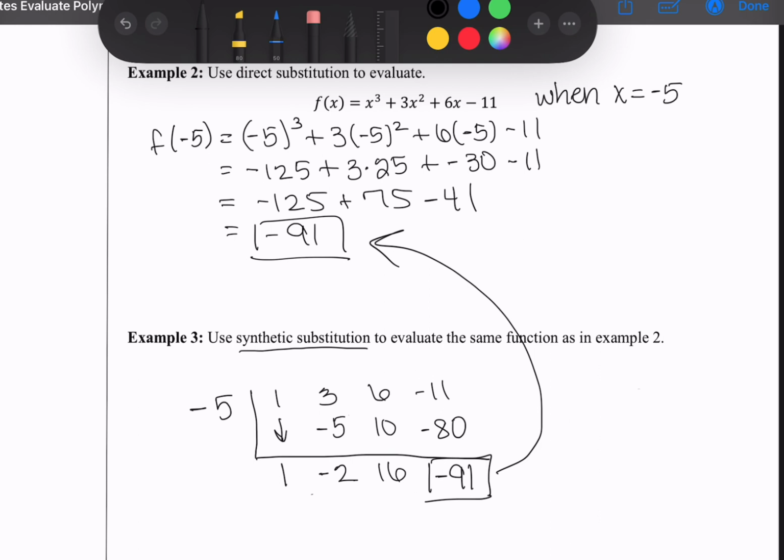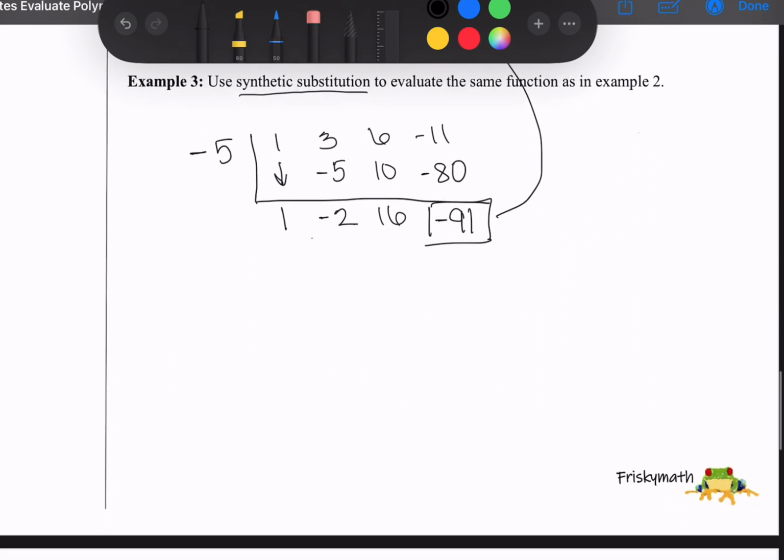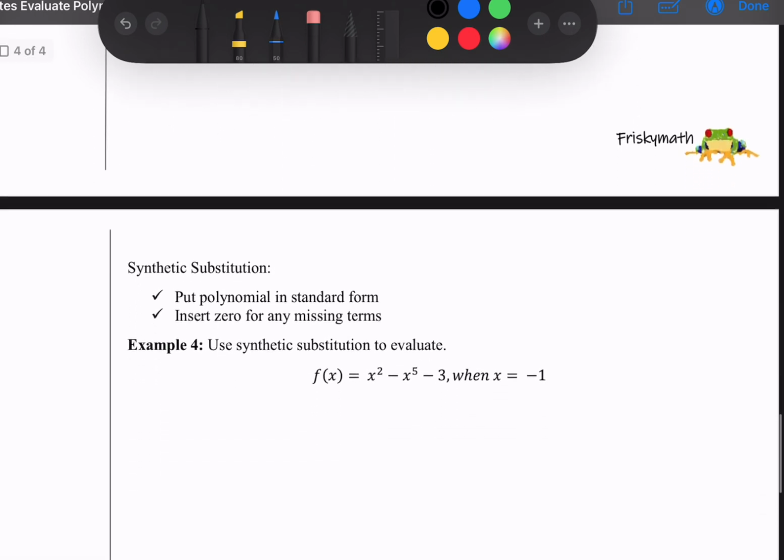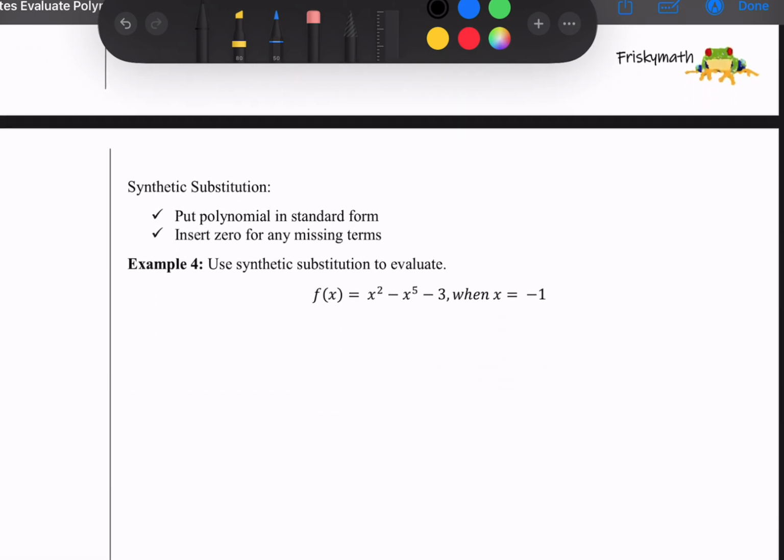Now, there is a relationship here. Synthetic substitution becomes really important when working with polynomial functions. It is kind of another way of factoring, and I'll explain way more about that later. Super, super important. Now, I just did an easy synthetic substitution problem. My polynomial was already in standard form, but if it's not, you need to make sure to put your polynomial in standard form. That's always the first thing you want to do.